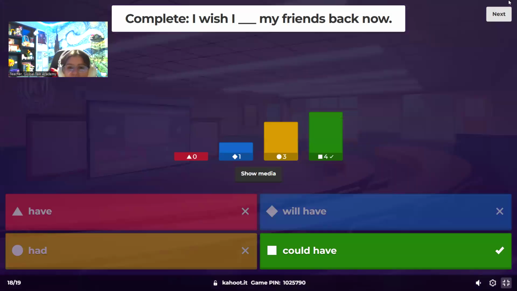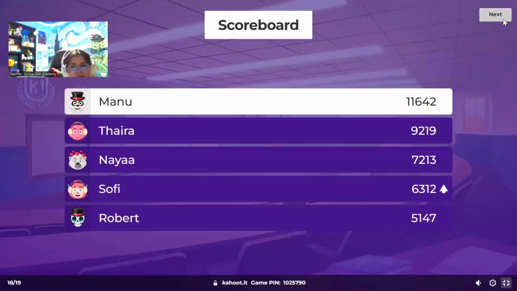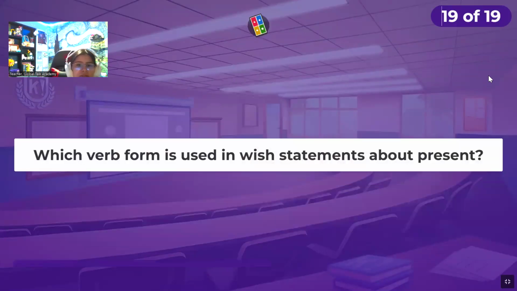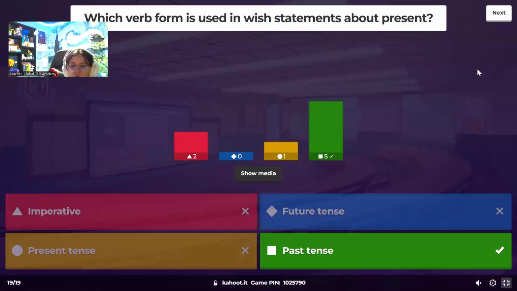Okay, so I wish I could have, right? Desearía poder tener. So, which verb form is used in which statements about present? So again, just for you to finally understand. So which verb form is used in which statements about present? What do you have? What do you know? In this case, past tense, right? Excellent. So we got 5 answers for that.